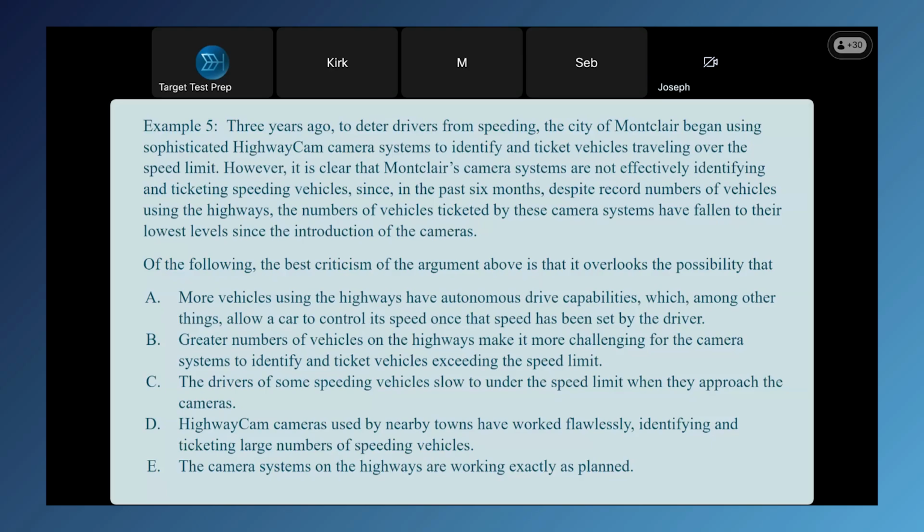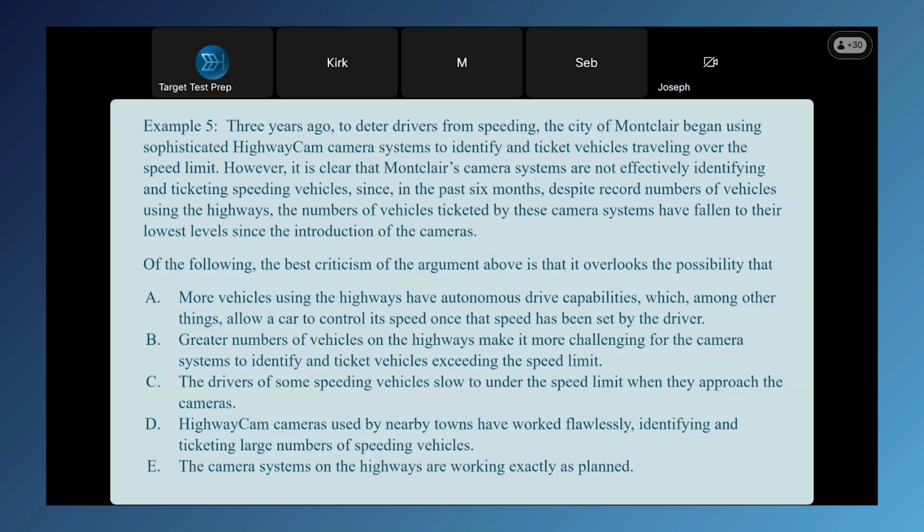3 years ago, to deter drivers from speeding, the city of Montclair began using sophisticated highway camera systems to identify and ticket vehicles traveling over the speed limit. However, it is clear that Montclair's camera systems are not effectively identifying and ticketing speeding vehicles since, in the past 6 months, despite record numbers of vehicles using the highways, the numbers of vehicles ticketed by these camera systems have fallen to their lowest levels since the introduction of the cameras.